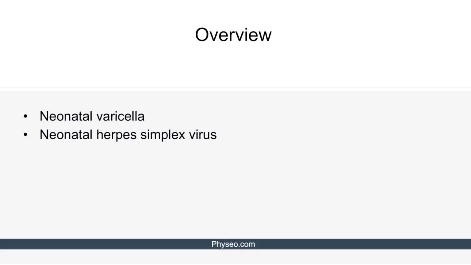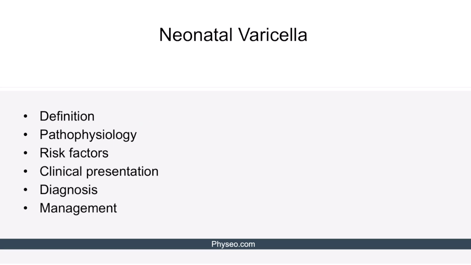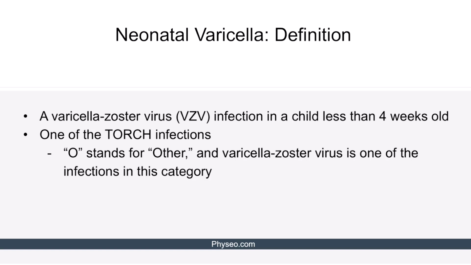So we're going to start with neonatal varicella, and we're going to touch on all of these aspects with both conditions, starting with definition. Neonatal varicella, as the name suggests, is a varicella-zoster virus infection in a child less than 4 weeks old, and it's one of the TORCH infections.